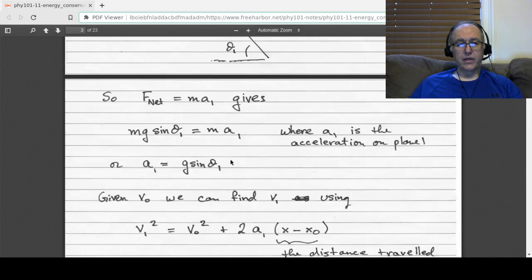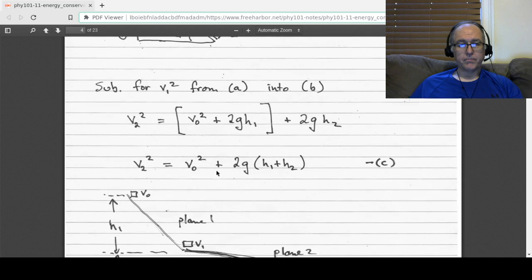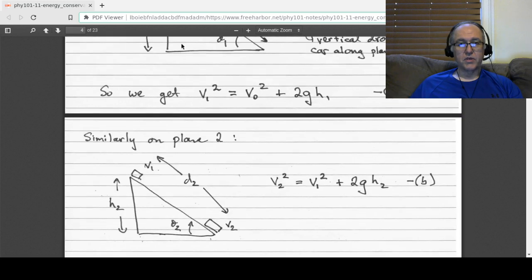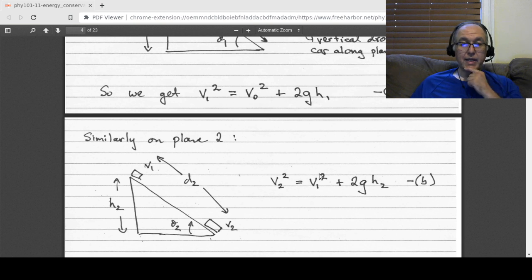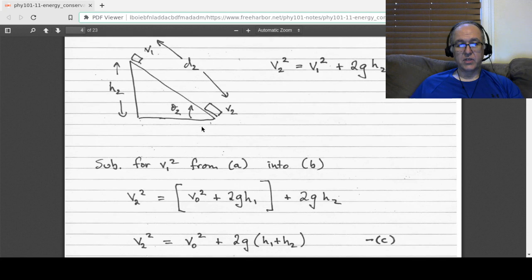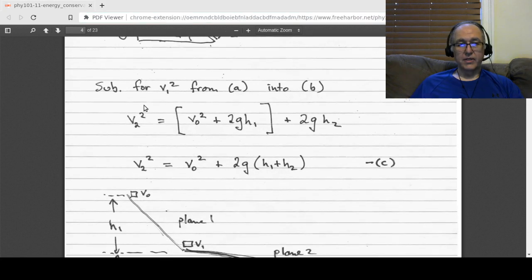So if we take a look at our two equations here, you realize that you could take equation A for V1 squared and substitute it for V1 squared in equation B, and that would eliminate it. And that's what I did next. Okay, it's just a little bit of algebra. So I'm going to substitute for V1 squared from A into B.